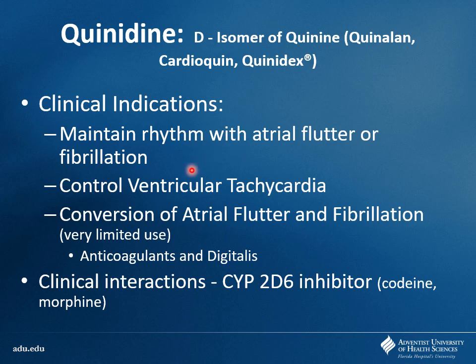You can also use this for things like VTAC. And when you talk about conversion of someone from an arrhythmia into a normal sinus rhythm, anyone know what you call that? Cardioversion, right? So again, there's 2 types of cardioversion: chemical and electrical. This is a form of chemical cardioversion. You give them drugs in order to convert them back to normal sinus rhythm. How do you do it with electricity? Shock them, right? So that's the other way to do it.